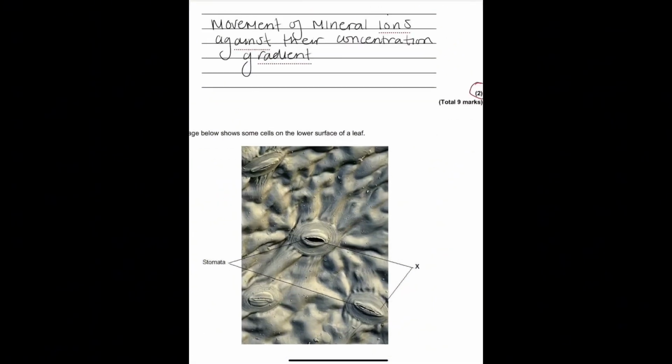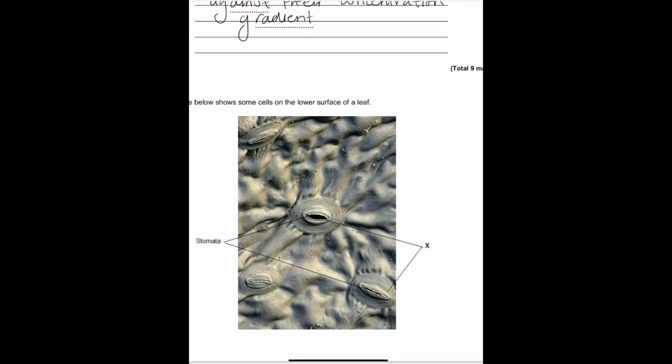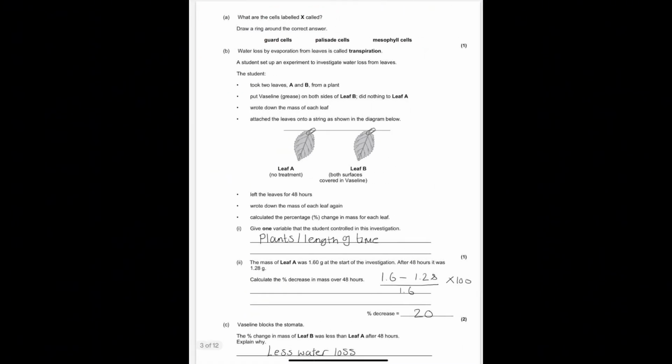Now the image below shows some cells on the lower surface of the leaf. We can see where the stomata is labeled. The stomata are the tiny holes that allow gases in and out, but we need to label X. So X is going to be the guard cells. The guard cells open up the stomata, and the stomata is a tiny hole that allows gases in and out. Let's go through B.